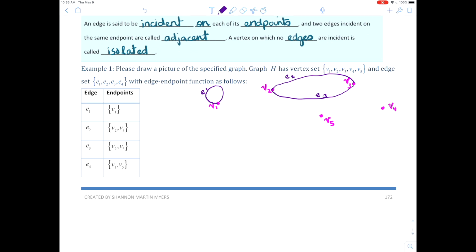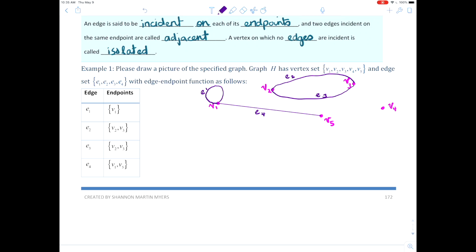And then E4 does what? It's incident on V1 and V5. So you can draw it curved or you can draw it straight. And so here we have E4. Cool so far? So notice that the vertex V4 is isolated, right? And let's take a look at just some notes about this.